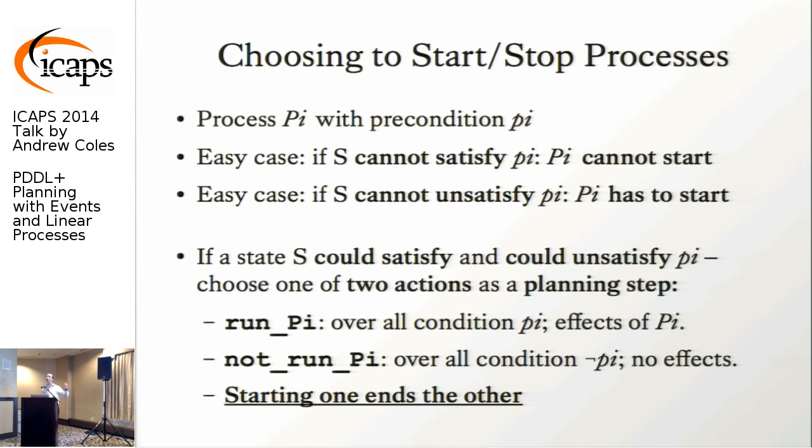The key thing from a state progression point of view is starting one of these ends the other. You can switch from running the process to not running the process, but you can't have this indeterminate region in which you're neither committing to running it nor committing to not running it. So you end one action, you immediately start the other. And that's really important. I'll come on to that in a minute.